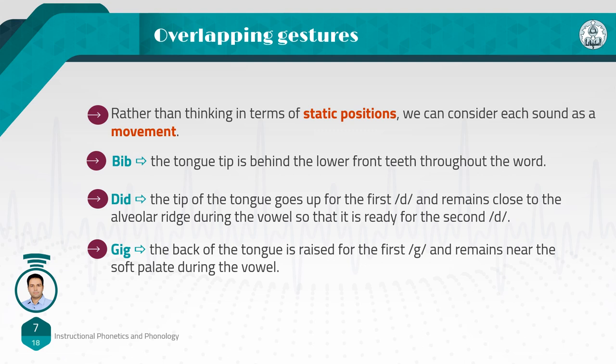Now compare them with gig. Here, the back of the tongue is raised for the first g, and again, because you want to pronounce g again, it remains near the soft palate during the vowel. Gig. The gestures for the vowels and consonants overlap. As you see, we have these overlapping gestures. The same kind of thing happens with respect to gestures of the lips. For example, lip rounding is an essential part of w. I'll talk about it in the next slide.